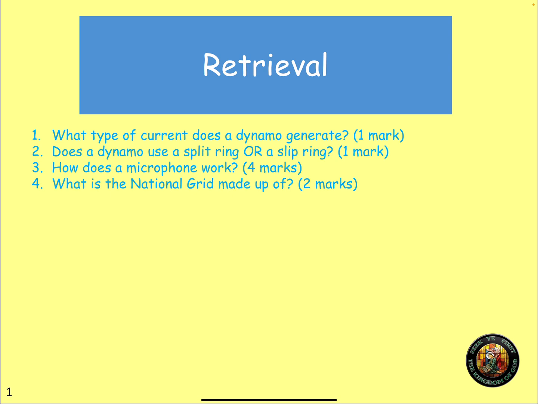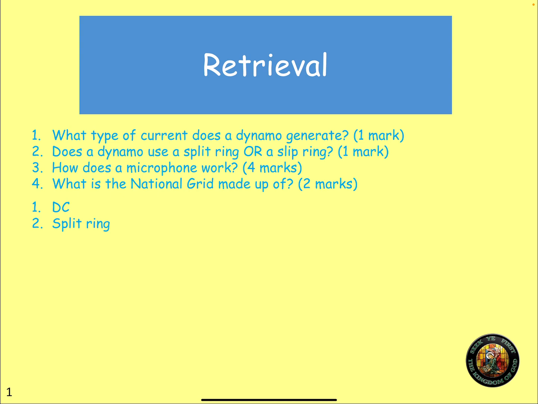Okay, so let's see how you got on. Number 1, what type of current does a dynamo generate? Is direct current. Number 2, does a dynamo use a split ring or a slip ring? For 1 mark, and it's a split ring.